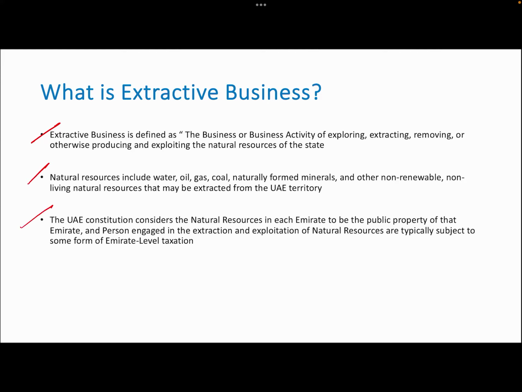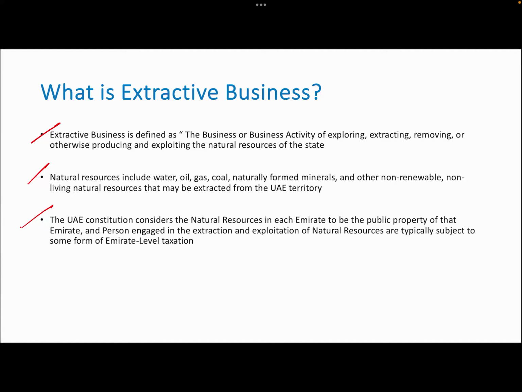Now, the UAE Constitution considers a natural resource in each emirate to be public property of that emirate. Each and every emirate defines its natural resources in the sense that Sharjah does not have authority over Dubai's natural resources, or Dubai does not have authority over Abu Dhabi's natural resources. Under the UAE, each and every emirate is defined separately. So let's see in the upcoming slides what I mean when different emirates define their own natural resources.